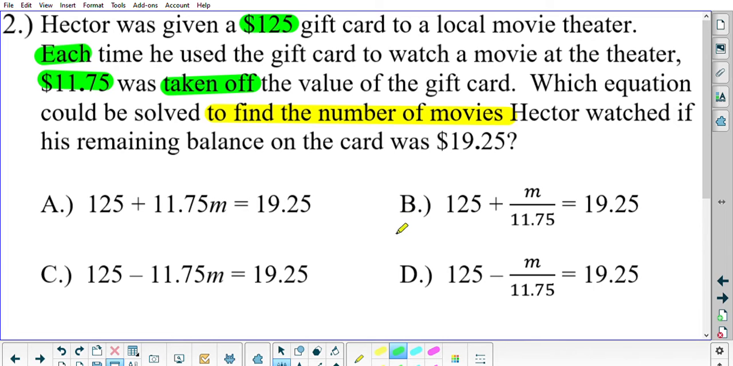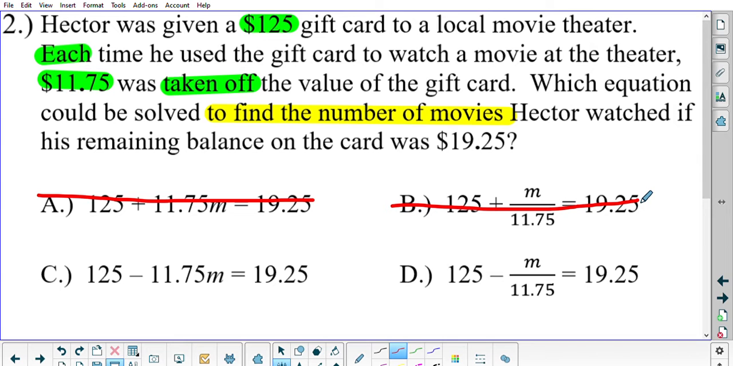If it's taken off the value of the gift card, which means taken off the 125, then taken off means to subtract. And that means we can eliminate choice A and choice B because they are not subtracting. They're somehow increasing, adding to the $125 gift card. I wish we could add to our $125 gift card, making it more valuable, but that makes no sense on this problem. Each time he watches a movie, $11.75 was taken off. That means to subtract. So we are now left with choice C or choice D.